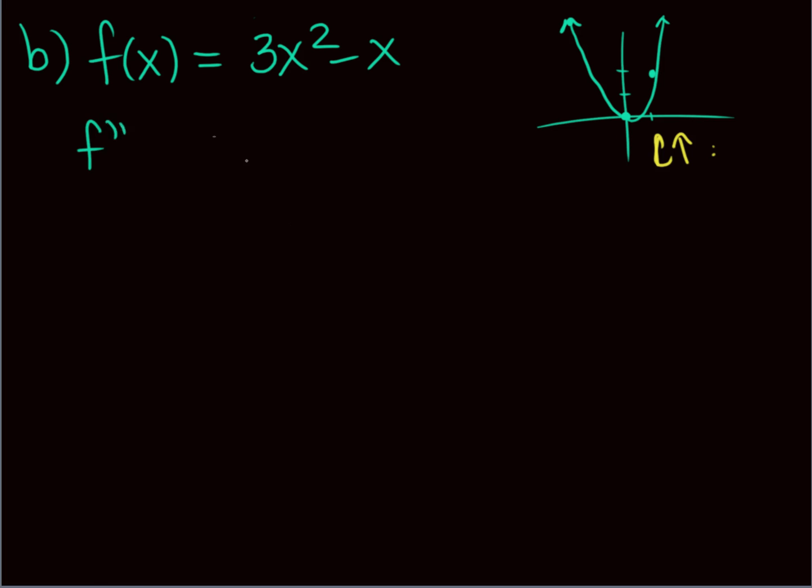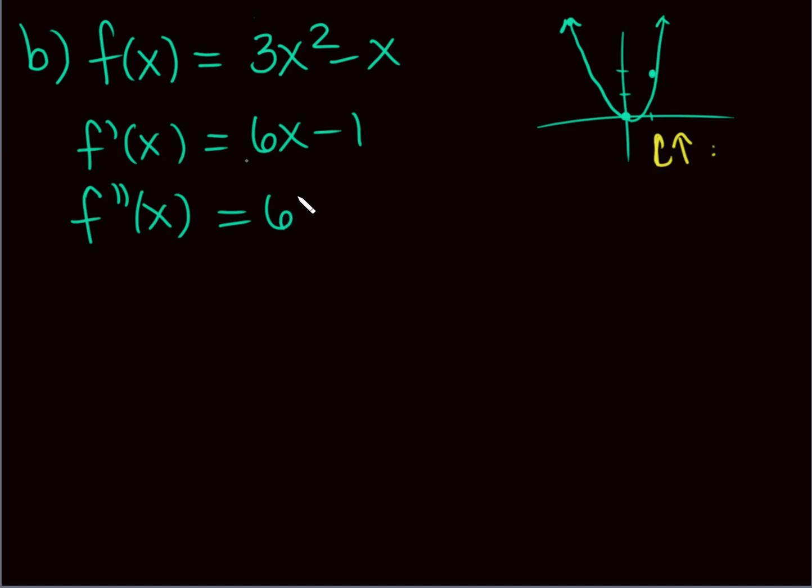So, I don't know f double primed yet. What's f primed of x, right? That's 6x minus 1. Again, I'm not talking about maximums yet. We'll talk about that and how the second derivative can help us with that. But what is the second derivative of this function? It's 6.